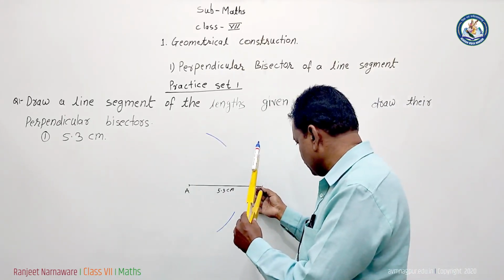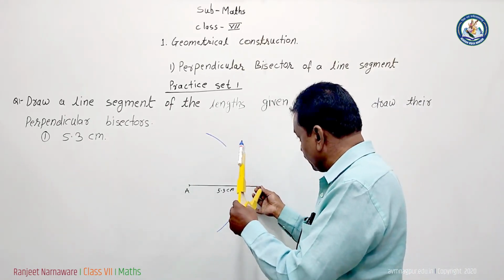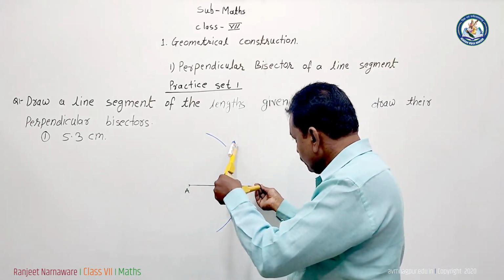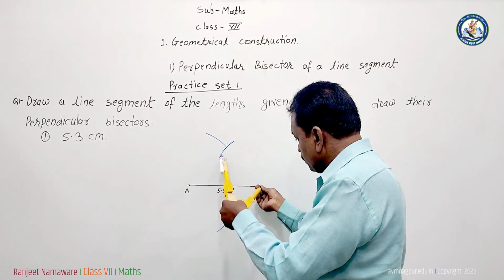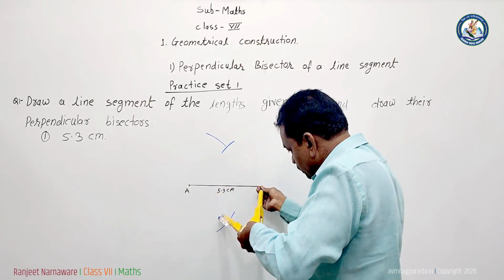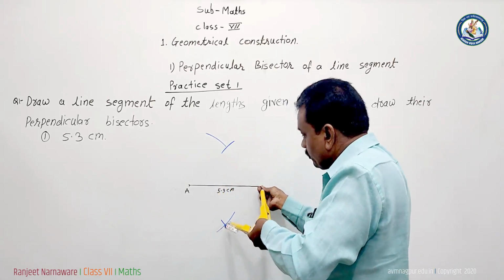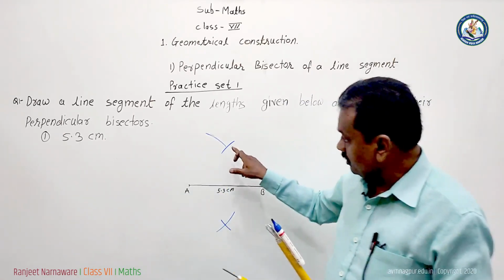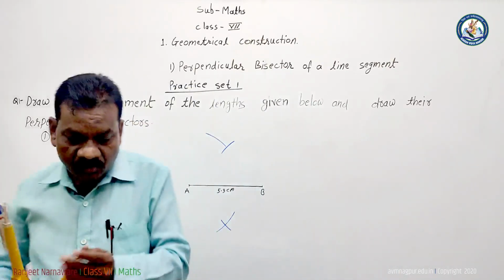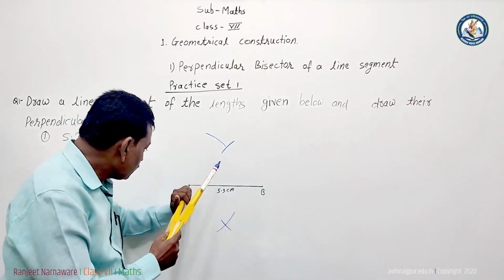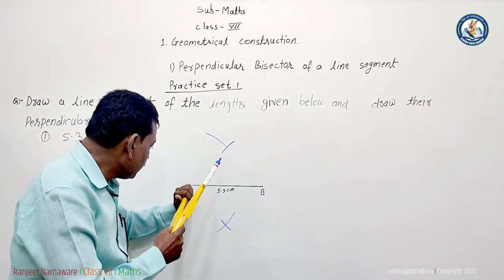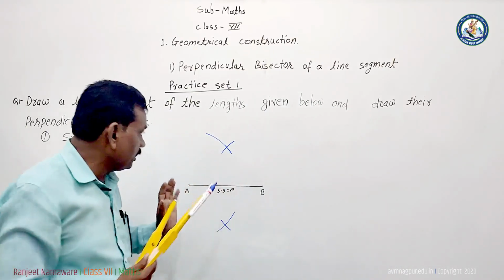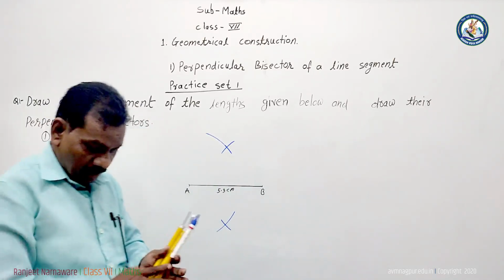With the same distance, which must be constant, draw the two arcs again above and below the line segment. Here the two arcs are not intersecting, therefore extend the arcs till the intersection of the two arcs.